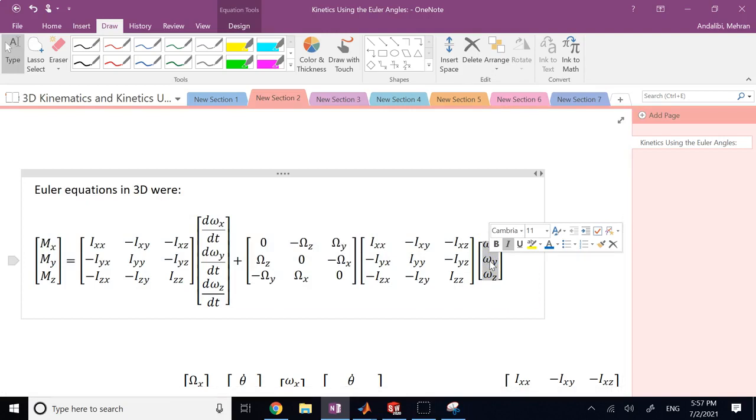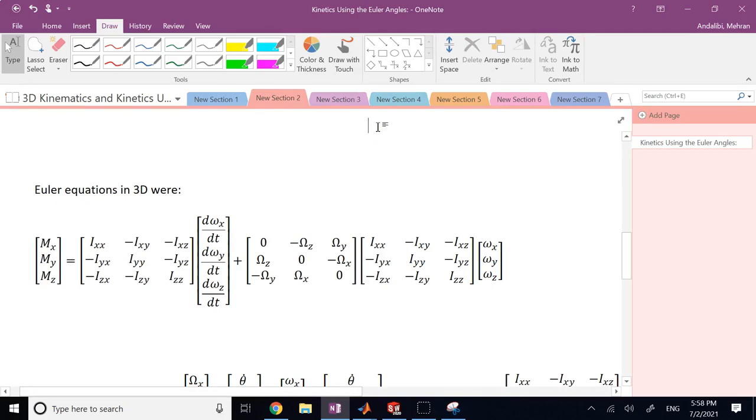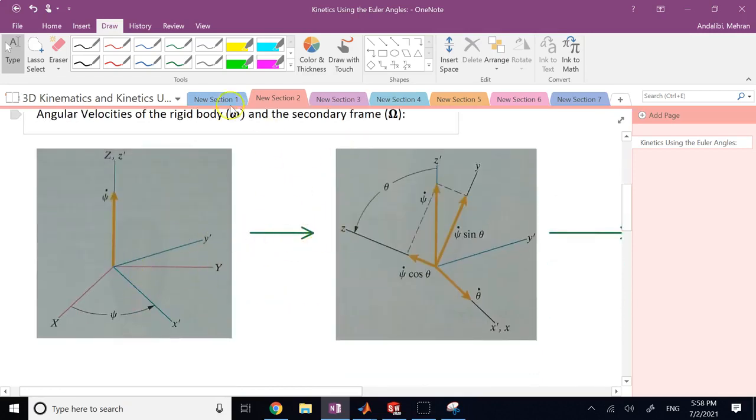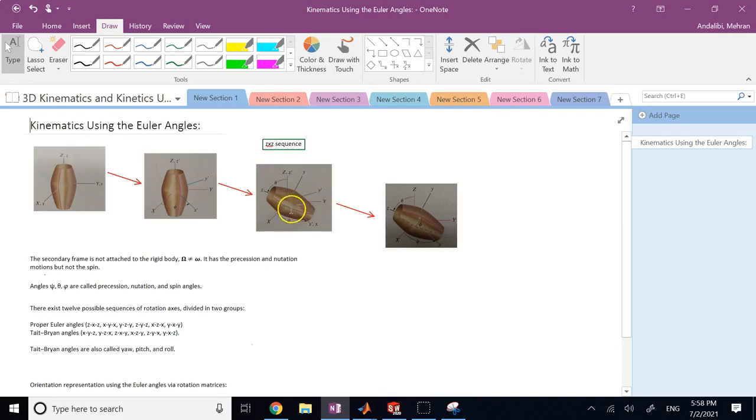with respect to the inertial frame, while cap omegas are the angular velocities of the secondary frame, the sensor frame, the frame with respect to which we observe and we measure the motion of the rigid body. And that's the frame that here in our previous pictures, we call frame XYZ small. So the frame XYZ small is my secondary or observing frame.